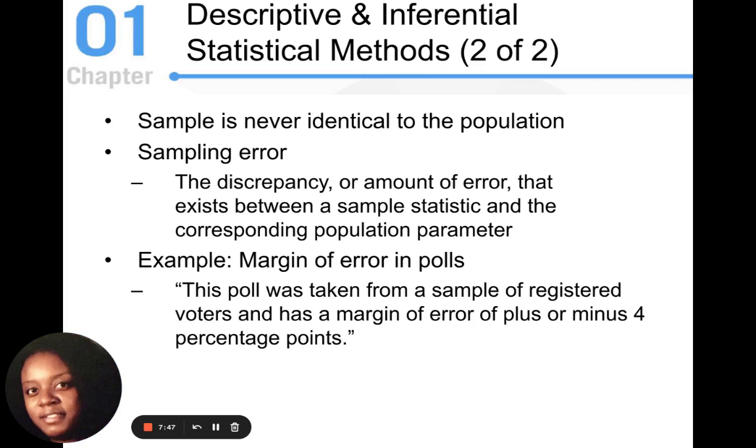For example, whenever there's a vote or there's a poll about something, there's always a margin of error. So if you hear that this poll was taken from a sample of registered voters and has a margin of error plus or minus 4 percentage points, that's letting you know that it was just a sample of the population. It's not truly representative of how everyone feels. And that's how sometimes you can get election results that are quite different than what actually happens.